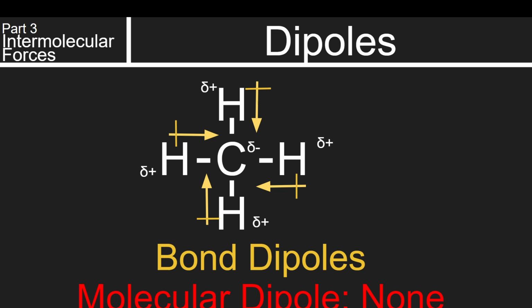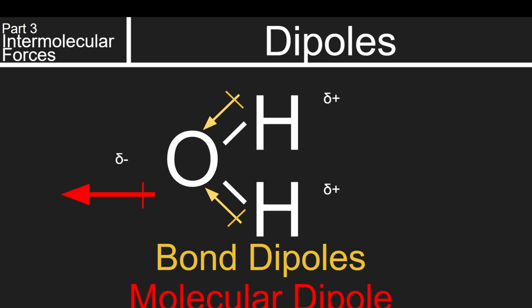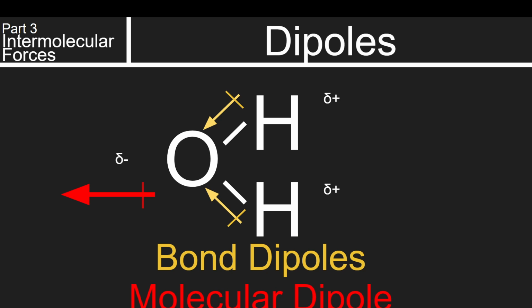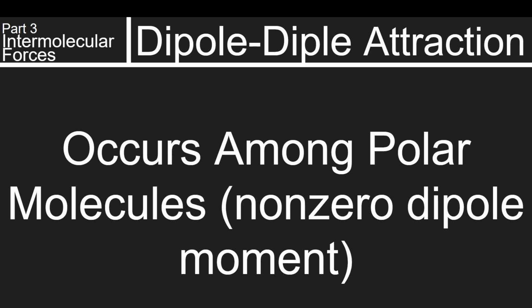The molecular dipoles are what's important for the intermolecular forces, because molecular dipoles will determine how they interact with other things, and what kind of bonds they form with other molecules. So first, we'll talk about when there is a molecular dipole in the case of a polar covalent bond. And that's when we get dipole-dipole attraction. These occur among polar molecules, so that means there's a non-zero dipole moment. Dipole moment's another word for molecular dipole.